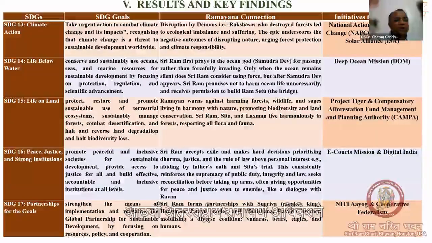With respect to partnership for the goals, we strengthen the means of implementation and revitalize global partnership. In Ram Rajya, Sri Ram forms partnerships with Sugriv, Hanuman, Jatayu, Vibhishan, and others. And we follow NITI Aayog and cooperative federalism.